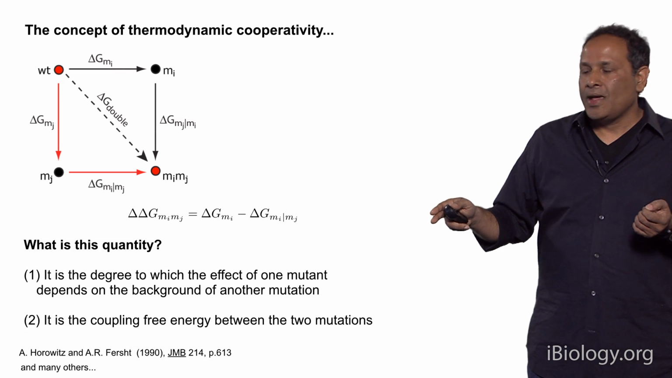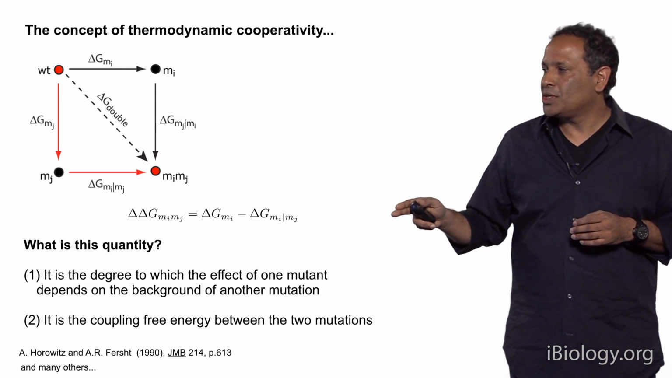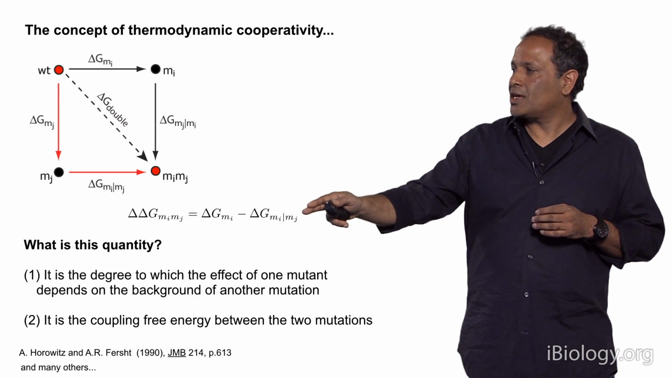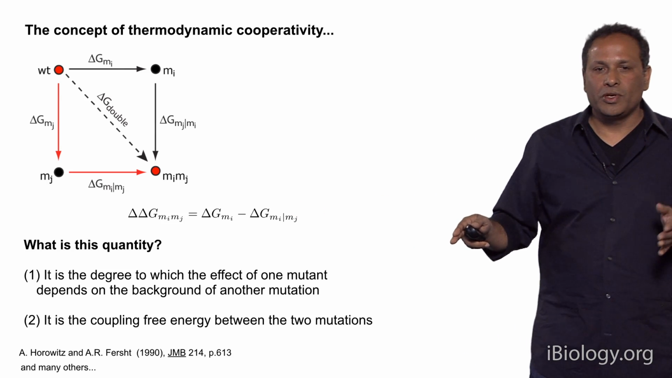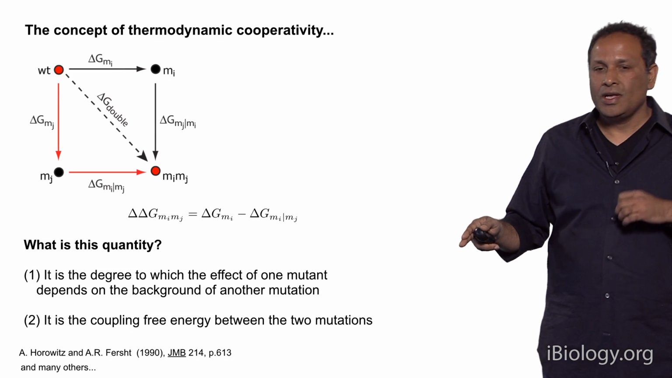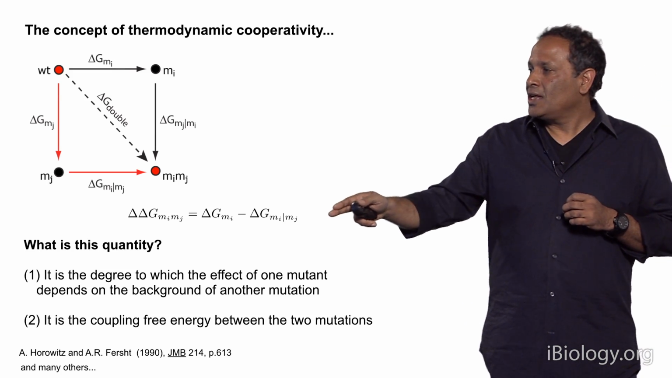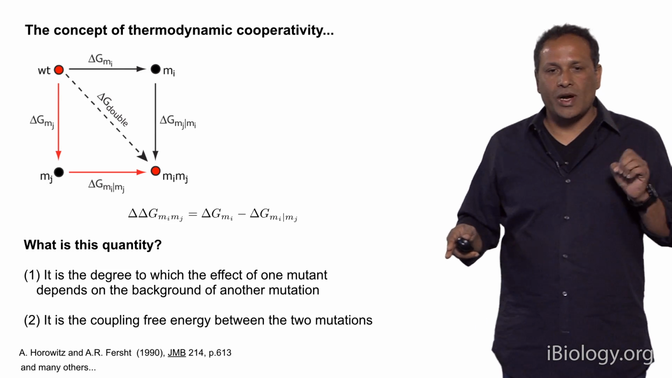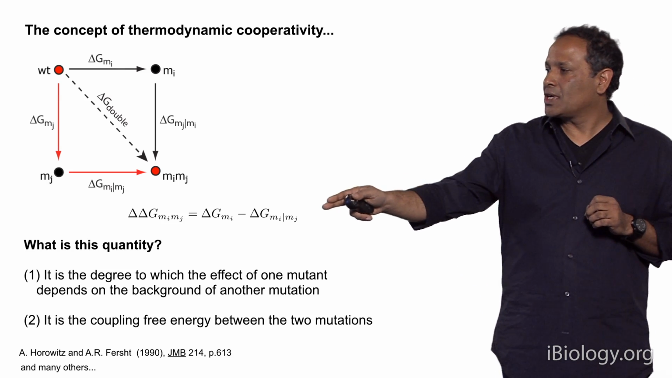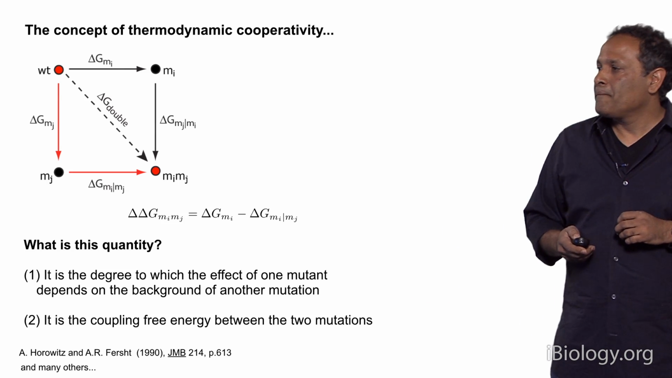mutation. And of course, if the effect of the first mutation is entirely independent of the other mutation, these 2 quantities on the right side of this equation are the same, and the coupling free energy comes out to be 0. That is, if 2 mutations are thermodynamically independent, the coupling free energy is 0. But if it's non-zero, then that means those 2 mutations are interacting with each other, and the magnitude of this coupling energy measures the degree of coupling between the 2 mutations.